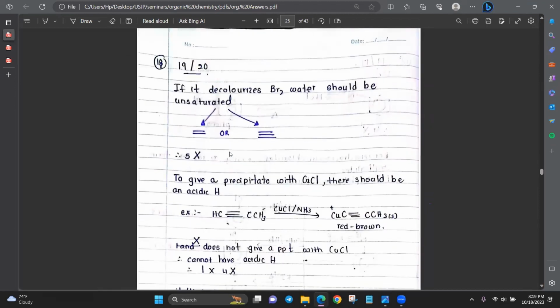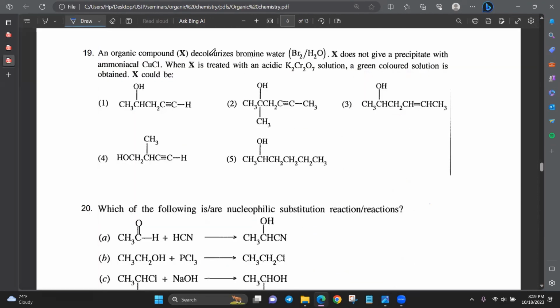So if it decolorizes bromine water, it should be unsaturated. First one they are saying, it decolorizes bromine water. Now here in my analysis, I haven't taken the first molecule throughout the process because this was done a long time before. After that, I realized that it's easier if we take the first molecule and go through the process. So now let's go along with the analysis.